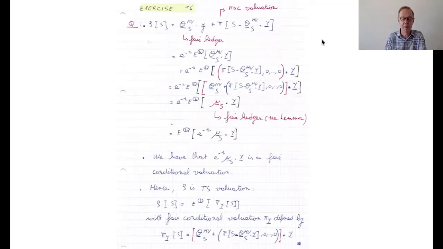So we can say that indeed rho of S is expectation under Q of the discounted time one value of the hedge mu S. Now, we have that e to the power minus r mu S multiplied by y is a fair conditional valuation. Hence, rho is a two-step valuation. We have proven that rho is a two-step valuation.